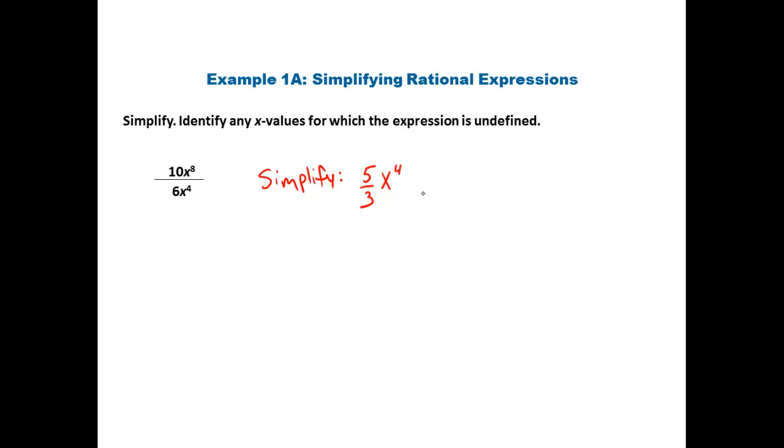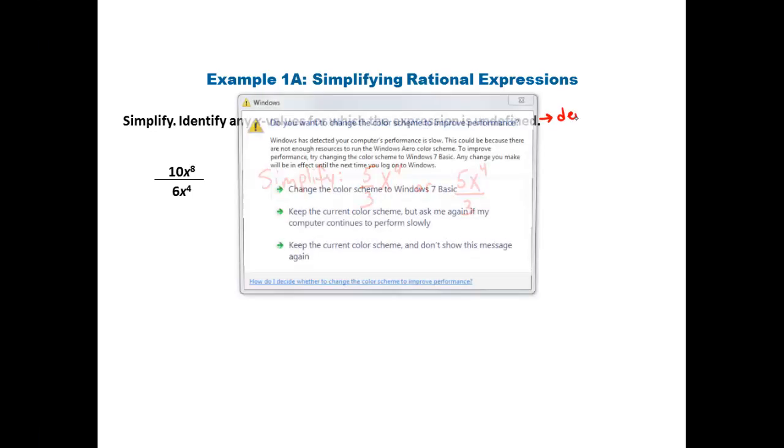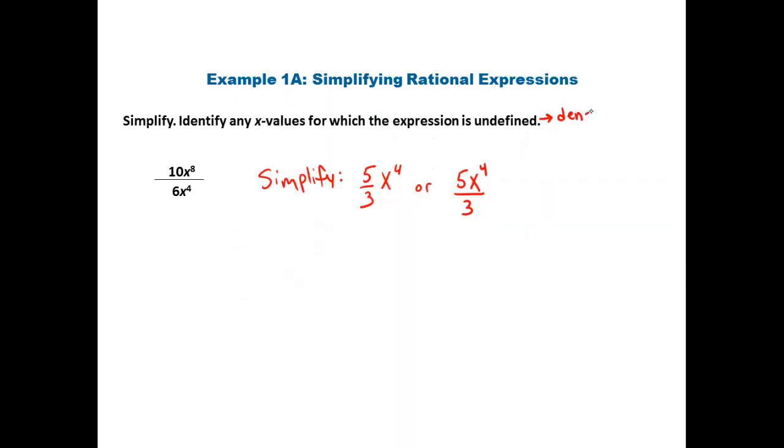You can write it like this, or you can keep the 5 and the x to the 4th together and put it all over 3. Those two statements are the same thing. Now we need to identify any x values for which the expression is undefined. In order to be undefined, the denominator would equal 0. We know we don't want the denominator to equal 0, so we want to think about what value would give us a 0 here.